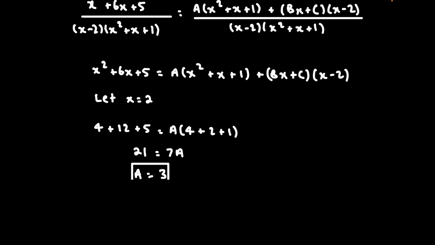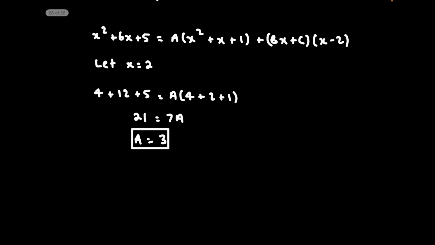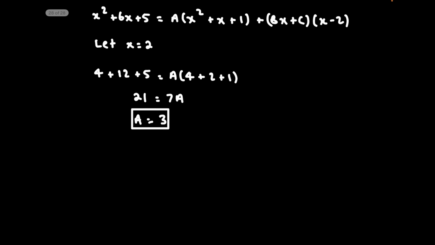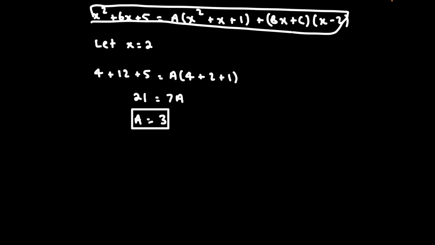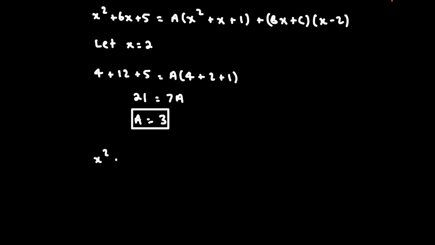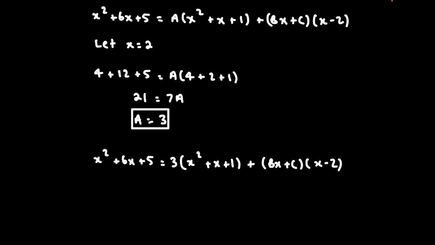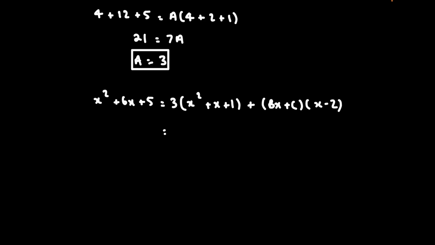The next thing I can do is solve for the values of b and c now. There are two ways of going about this, but the way I like to do it is by matching coefficients. So if I already have the value of a, I'm going to plug this back into this equation here. I'm going to rewrite this equation again: x squared plus 6x plus 5 equals 3 times the quadratic plus bx plus c times x take 2. All I'm going to do on the right hand side is expand everything out.